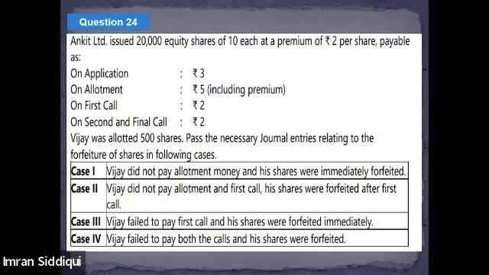See, case 1 says that Vijay did not pay allotment money and his shares were immediately forfeited. That means if the shares are being immediately forfeited, the company did not even ask him to pay the first and second call. So no calls were made for the first and final call.